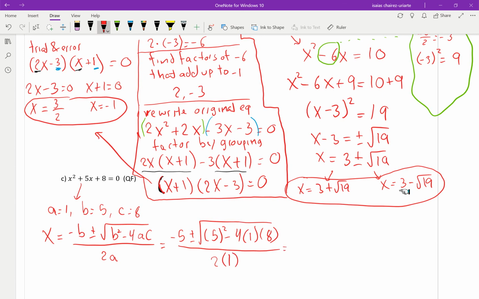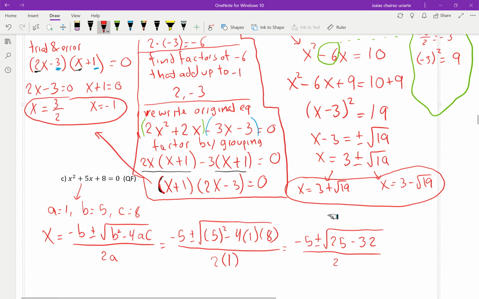So let me continue here. This is going to become negative 5 plus or minus the square root. This is 25 minus 32, divided by 2.